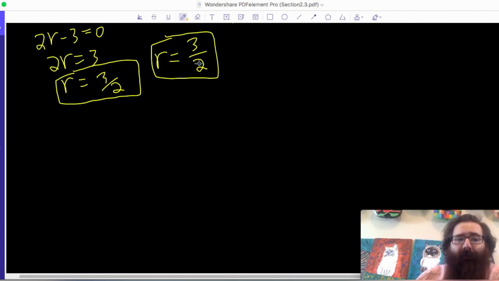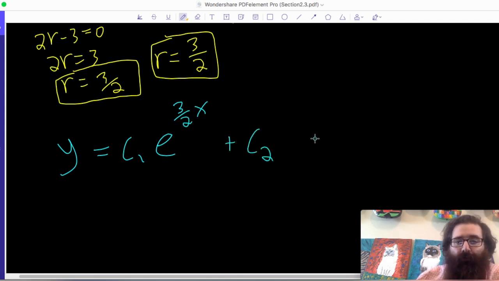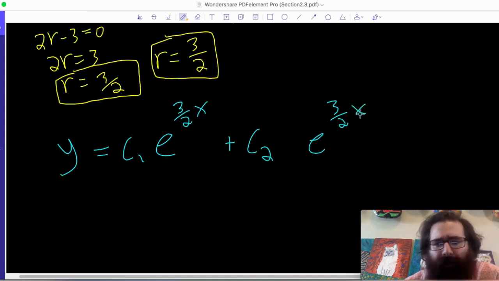Remember, r is the coefficient on the exponent of an exponential function. So we'd say, okay, our solution then is y equals c sub 1 e to the 3 halves x plus, I got another one, so that's c sub 2 e to the 3 halves x. But is this okay? Did I mess something up? I can hear you're all screaming at your laptop screens right now.